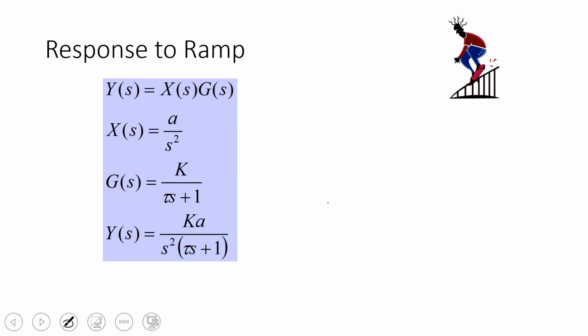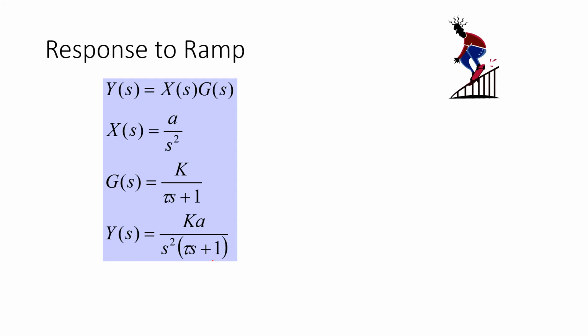Okay, so let's look at a response to a ramp, and then what I'll do is simulate both of these in MATLAB as well. So we have response to a ramp. Again, we just have our transfer function here. Now we're going to multiply by X of s, and a ramp is just A over s squared. That's a slope of A, and when we have this solution, we see it here on the right-hand side. It's just K times A over s squared times (tau s plus 1).